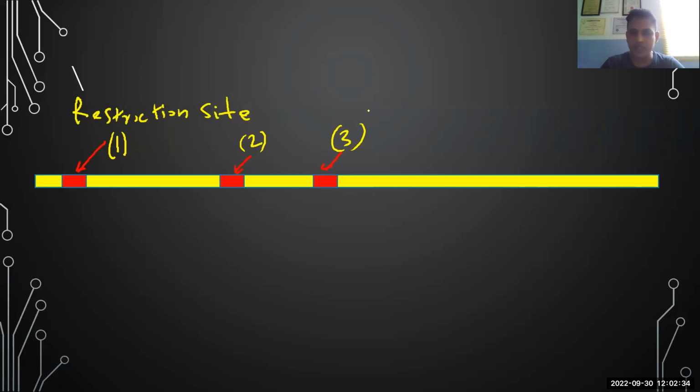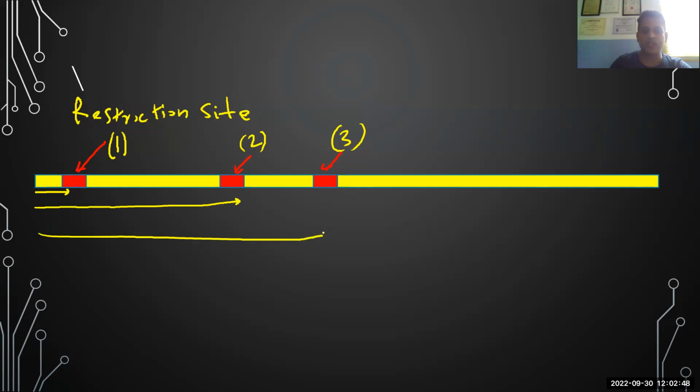Their location is not very precise. The length is not very precise. They are randomly located. So if we take from here to here, there is a 1. And from here to here, there is a 1. And here to here, there is a 1. So the locations of these restriction sites are different. They are located at different positions of the DNA molecule.